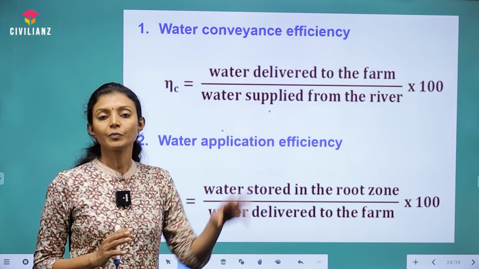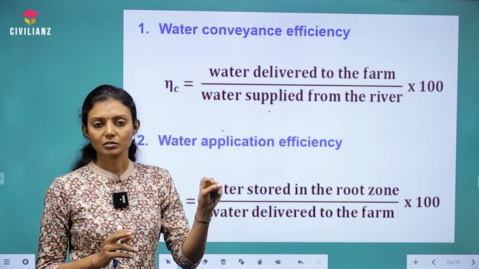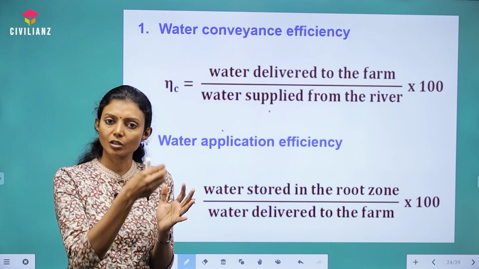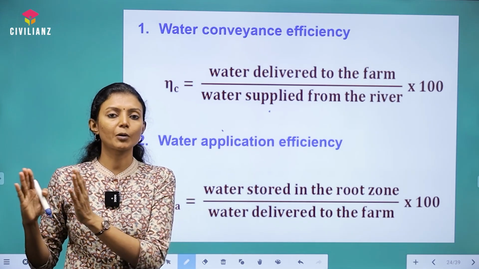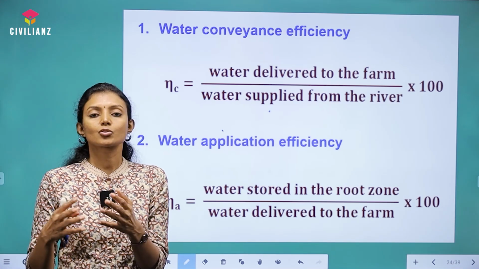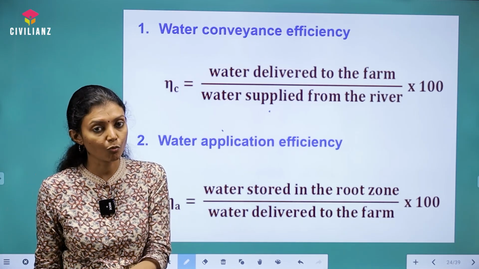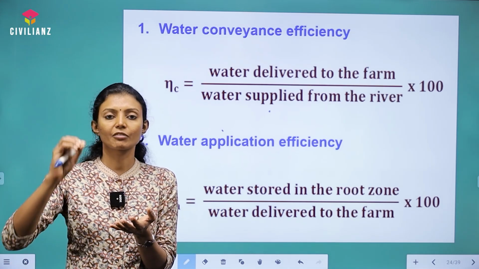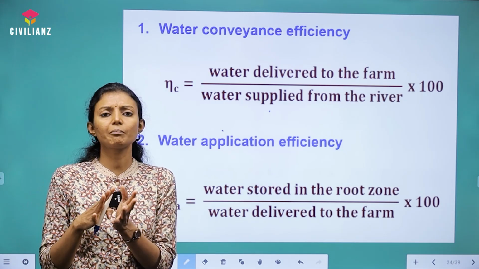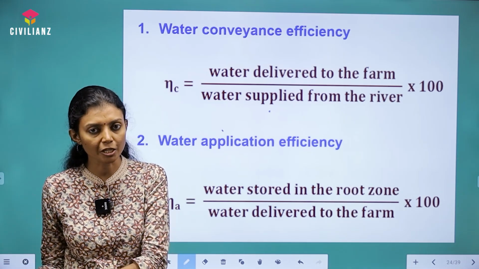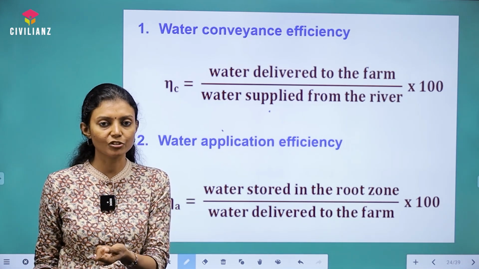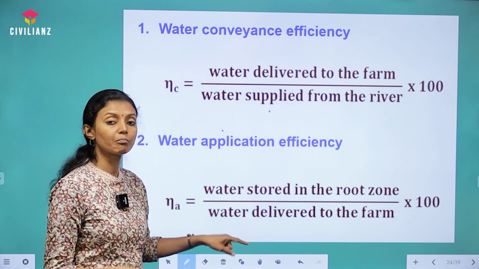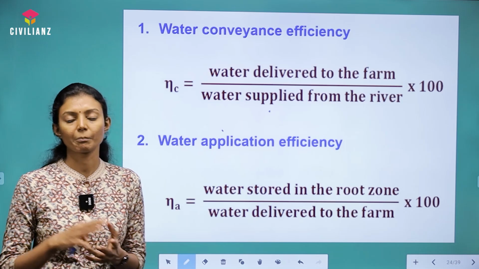I hope that is very clear. Initially you are taking a particular amount of water from the river, and from that amount losses have been deducted and a particular portion was delivered to the farm. So if you are delivering 50 cubics of water to the field, definitely the plant is not going to get the 50. It will be having various losses in the field itself, and maybe 25 cubics has been obtained by the plants. So water application efficiency means the water which was actually stored in the root zone divided by water delivered to the farm into 100.